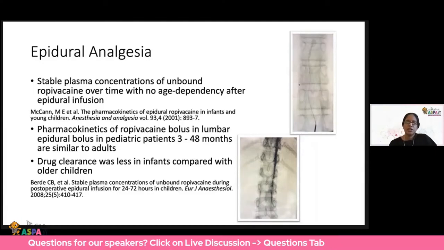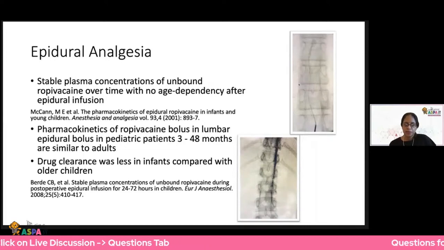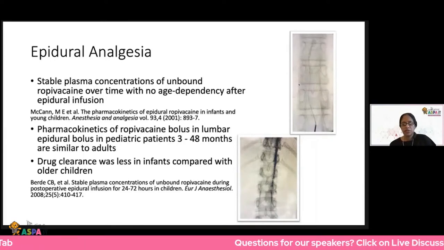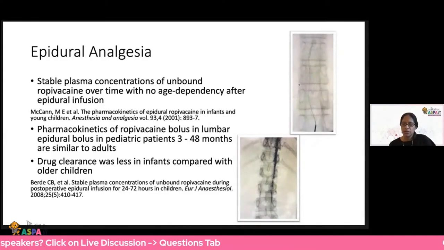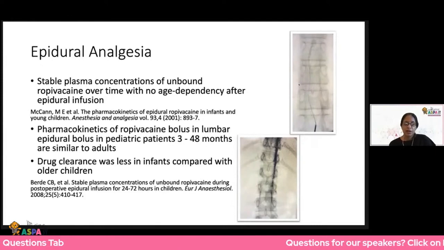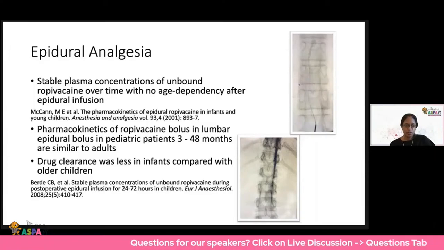The second study looked at the pharmacokinetics of ropivacaine bolus in lumbar epidurals in the pediatric patients, ages 3 to 48 months. And they showed that the pharmacokinetics for bolusing ropivacaine in these lumbar epidurals was similar to adults. Importantly, the drug clearance was less in infants compared to older children.